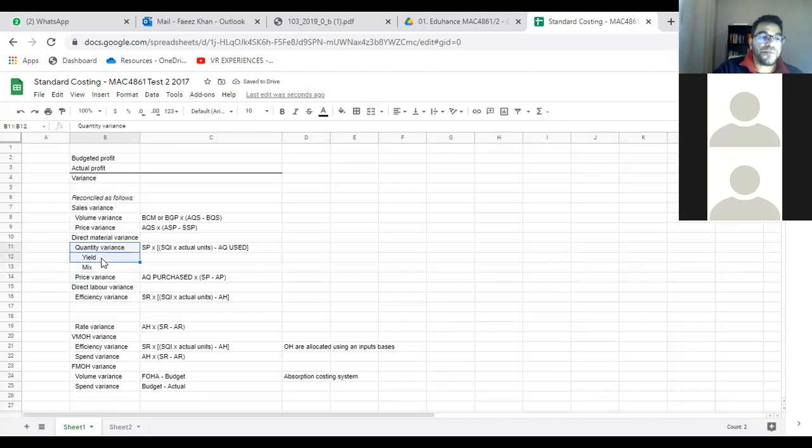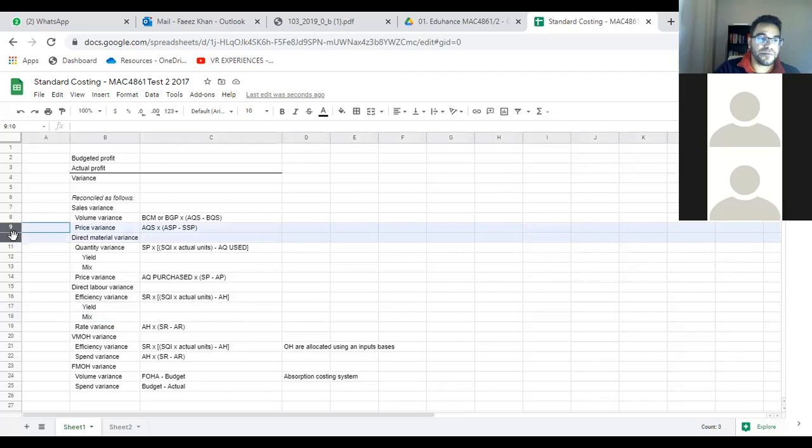The question would be, when can you have a yield and a mix? Remember in this question, they told us to calculate the variance as far as possible. They're not telling you which variances they want. They're telling you to calculate as far as possible. So you must know which variances you are able to calculate.